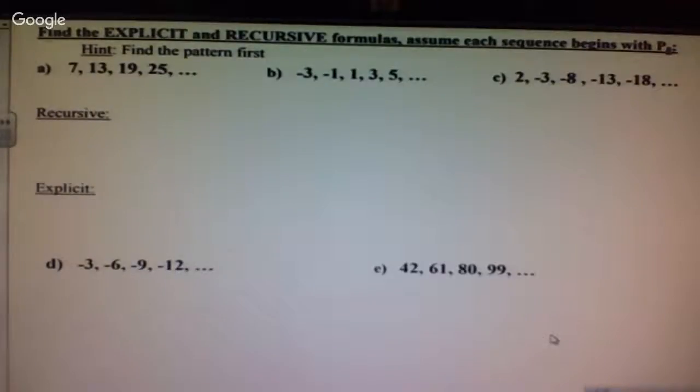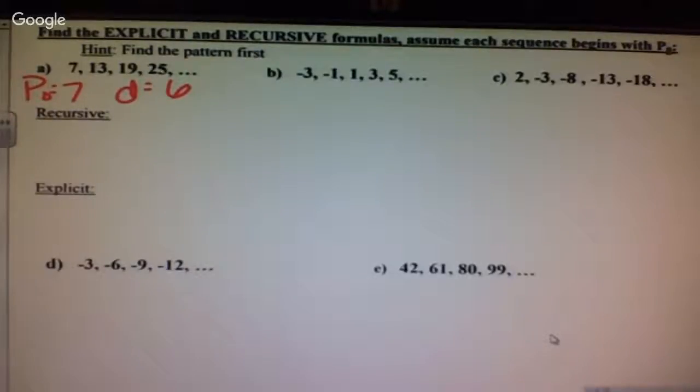And we're going to practice coming up with explicit formulas as well. So before you do anything, you first want to indicate what p sub 0 is. What's the first number in your sequence? 7. Okay, then I want to come up with my d value. What's happening in this pattern? It's going up 6. So positive 6.